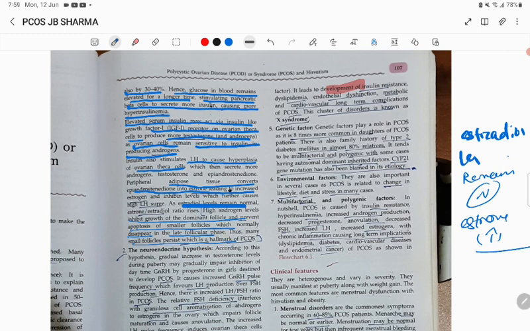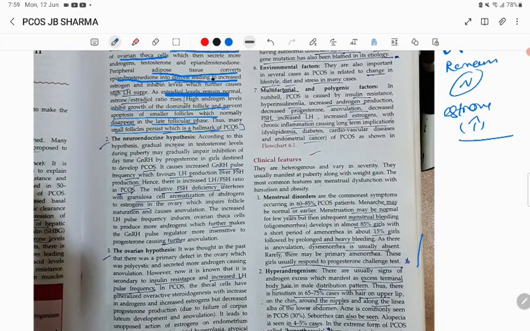The neuroendocrine hypothesis. According to this hypothesis, there will be a gradual increase in testosterone level during puberty, which may gradually impair inhibition of the daytime GnRH pulse generator by progesterone in girls destined to develop PCOS. This impaired inhibition of GnRH leads to increased GnRH pulse frequency. If GnRH pulse frequency increases, it favors LH production over FSH production, hence there is an increased LH/FSH ratio, because LH is increased but FSH decreases.